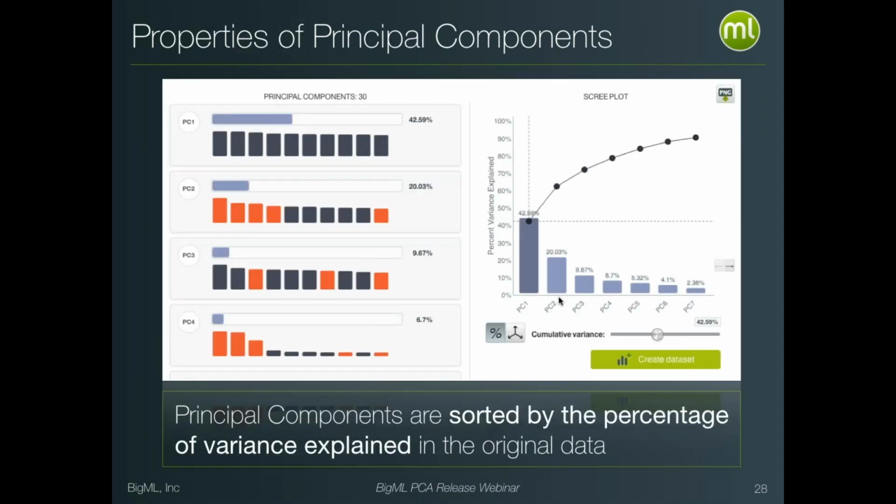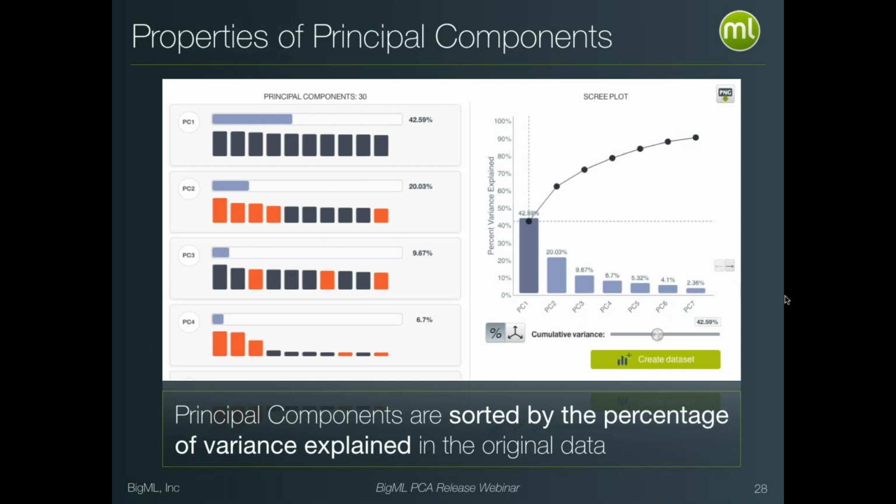The other important property of principal components is that they're sorted by the percentage of variance explained in the original data. If you recall the iris data set, where we're finding the greatest spread, the orientation of the greatest variance in the data set, it's essentially trying to maximize the percent variance explained. The first principal component has explained a good portion of that variance, so the next one will explain as much as possible while being orthogonal to it, and so on and so forth.